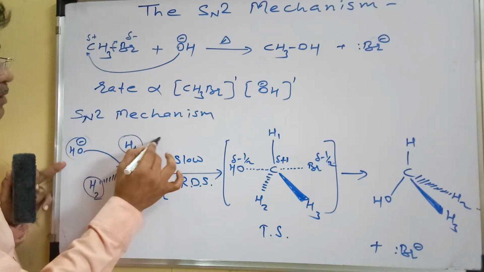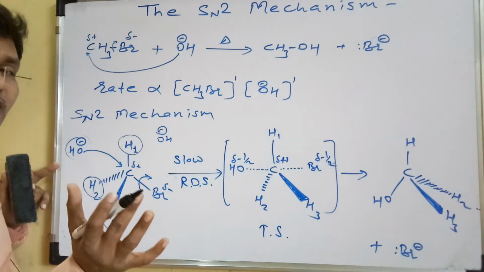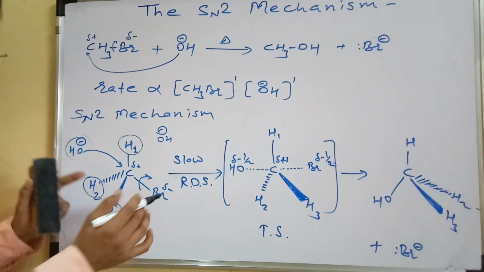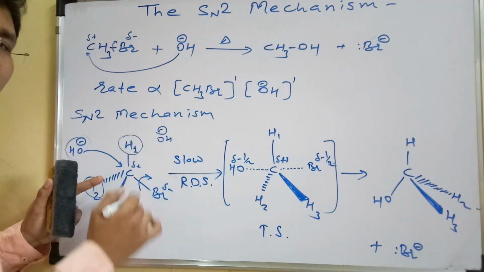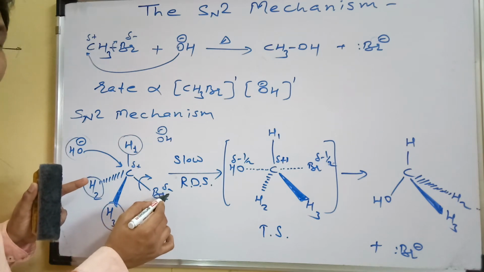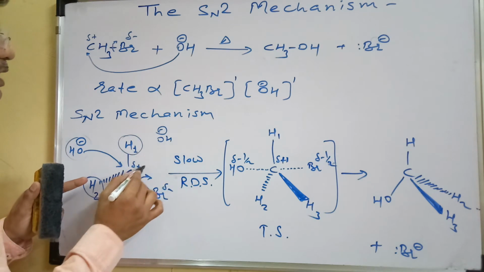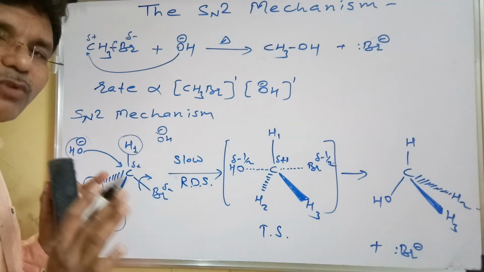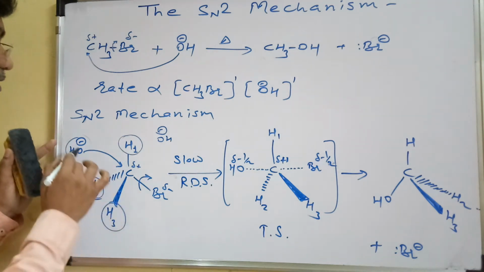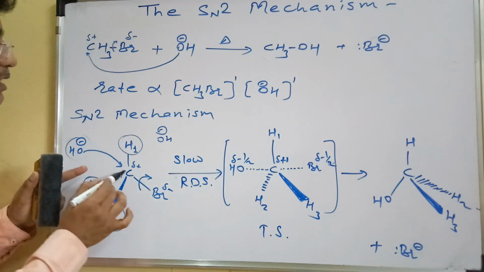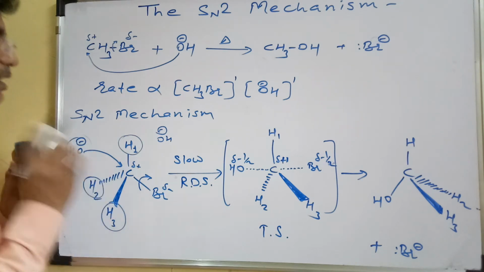If the attack takes place from the front side of this C-Br bond, then bromine has a bulky, bigger size and causes more steric hindrance towards this OH. That's why it is not possible. Another thing, this Br is partially negative and the OH is also partially negative, so the attack of OH on the carbon is not easily possible. Therefore, only the backside attack is favorable. Backside attack means the OH attacks the carbon from the backside of the C-Br bond.